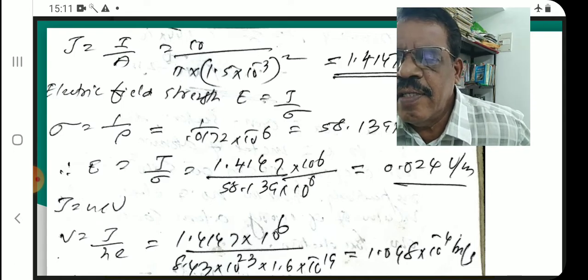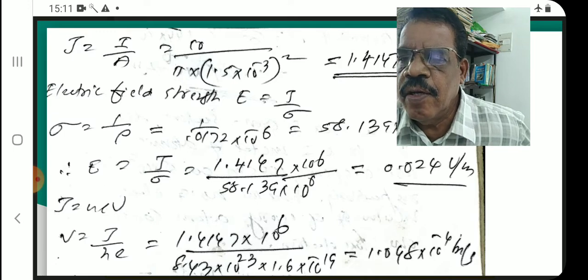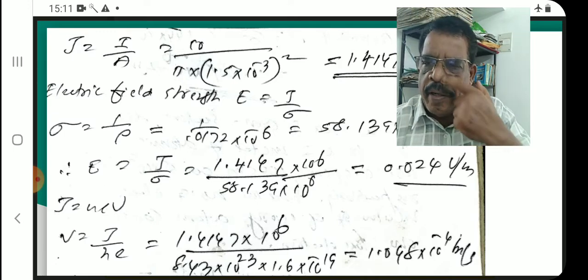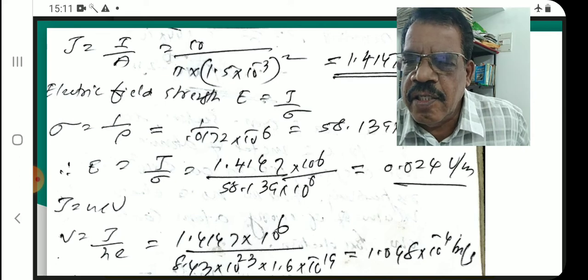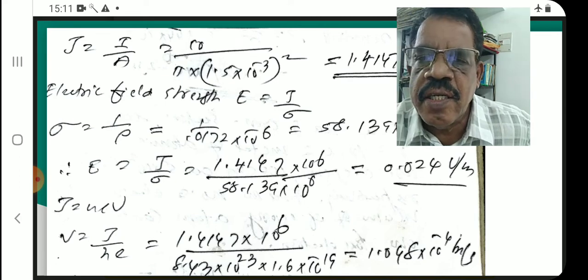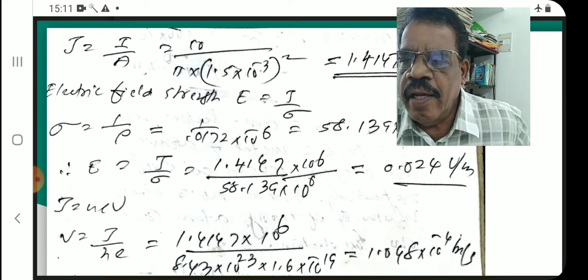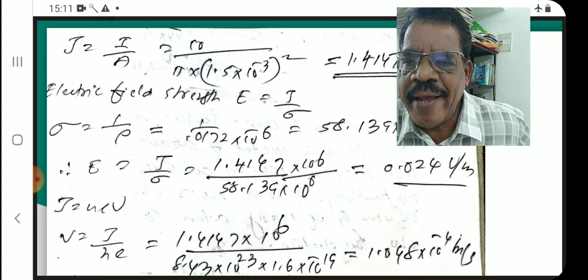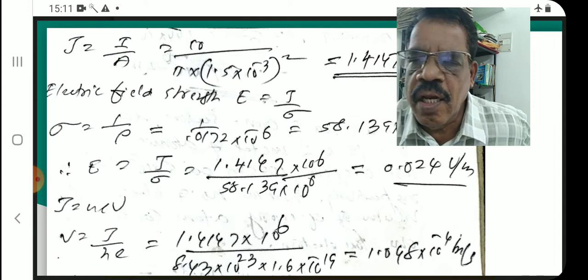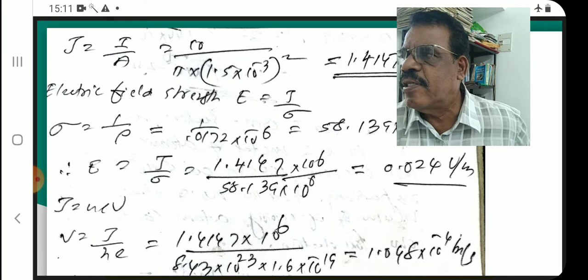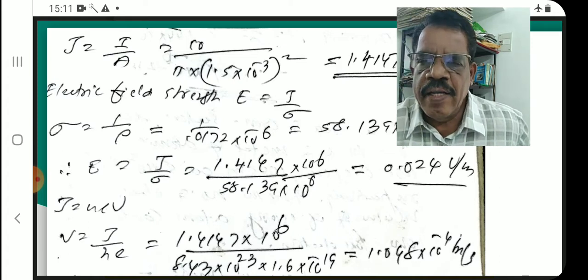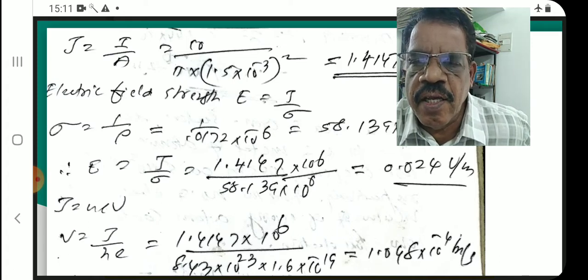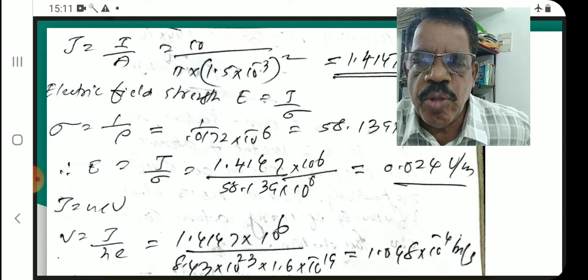Then current density J is N e v. Therefore, drift speed is J by N e. J is 1.4147 into 10 raised to 6. And N is 8.43 into 10 raised to 28, into e, electronic charge, 1.6 into 10 raised to minus 19. We get 1.048 into 10 raised to minus 4 meter per second.